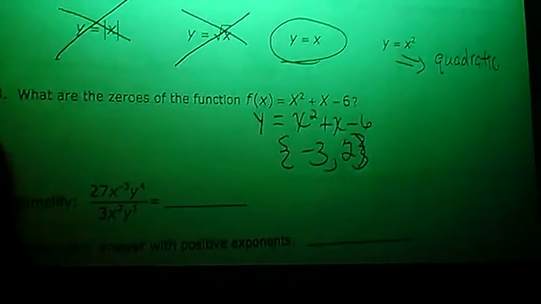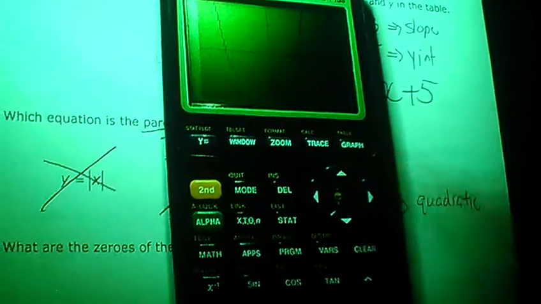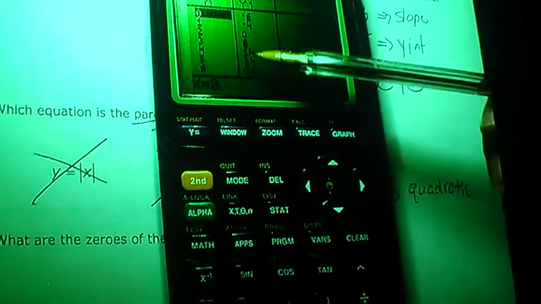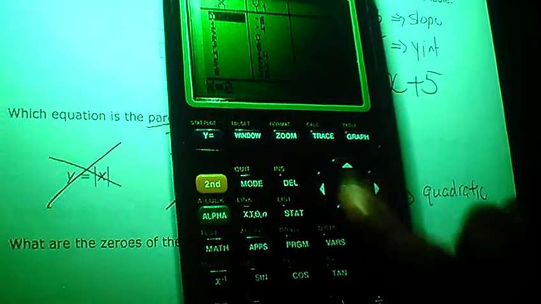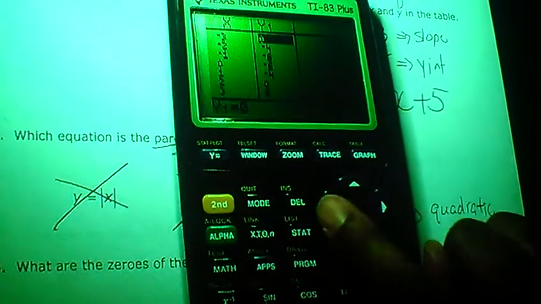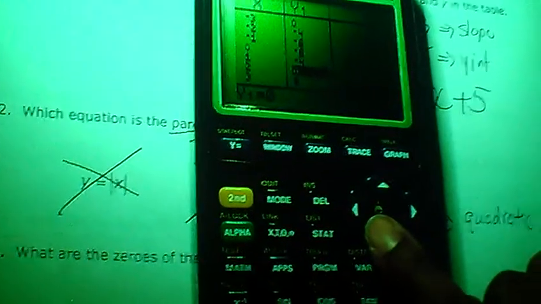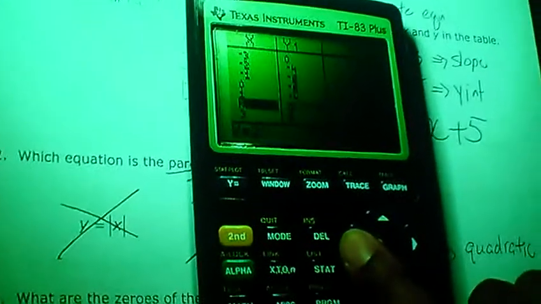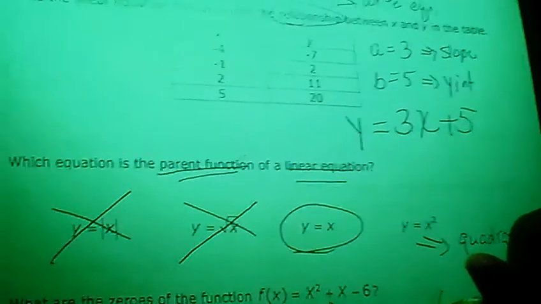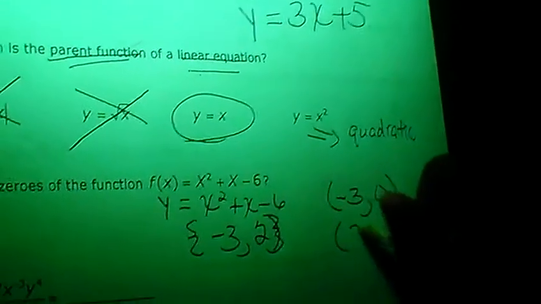Now we can also read our zeros from our table. So let's go to our table, second and graph. When we read the zeros from the table, we're looking for the 2 points where y is equal to 0. We know that one of our roots is negative, and here we have it. Y is 0, x is negative 3. We know the other is positive, and here we have it. Y is 0, x is 2. So from the table, our zeros look like this: negative 3, 0, and 2, 0.